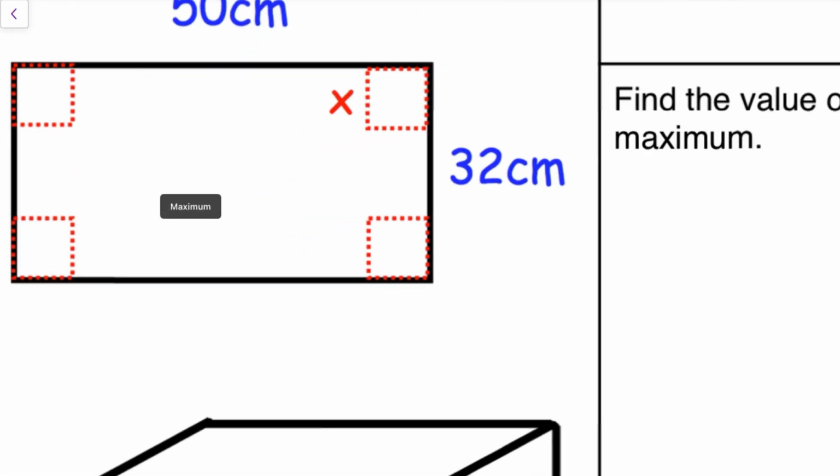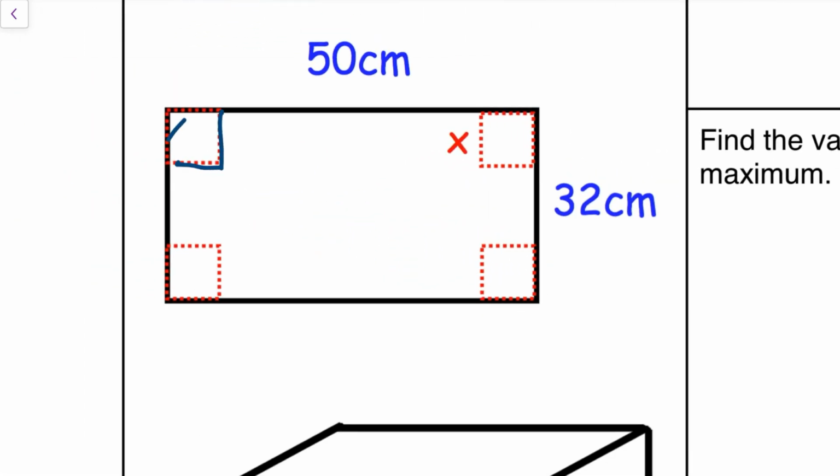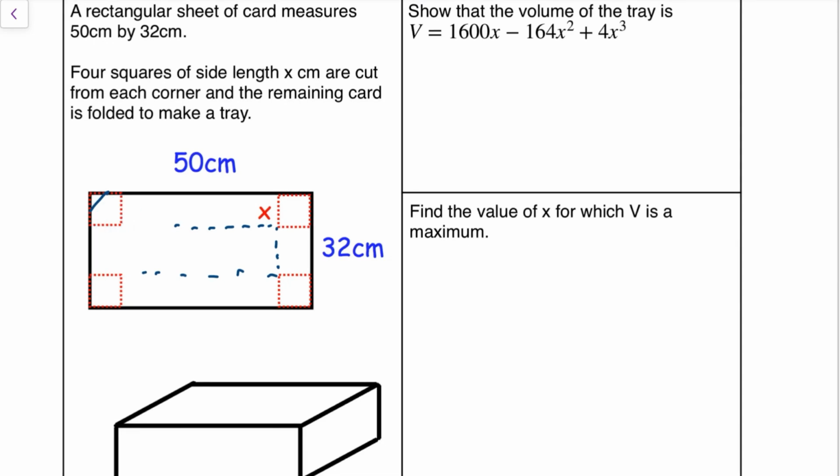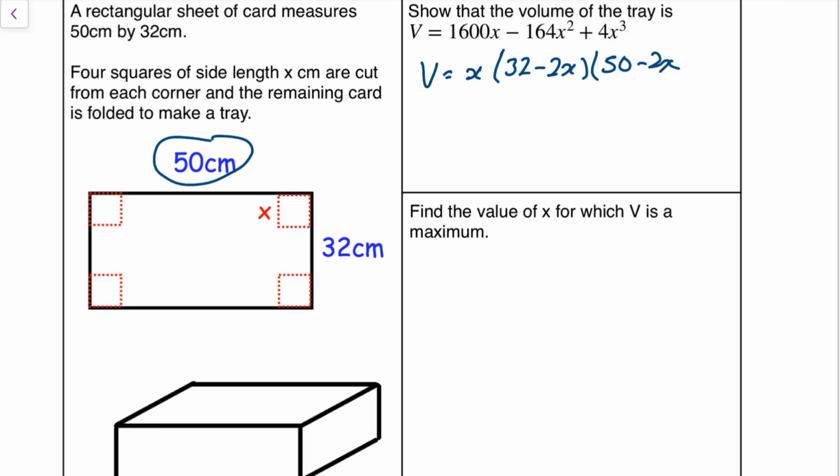Notably, what I'm doing here is cutting these bits out and then bending it up in order to make an open top box. In this case, I don't think that actually matters, but it's just being clear about what's going on. The question says, show that the volume in the tray is. So the volume is going to be x, which is the height, times the width, which is 32 minus 2x, times the length, which is 50 minus 2x. In other words, I'm taking this value and taking away the x's I'm cutting off at the side. Now I need to expand and show I get what I need to get.